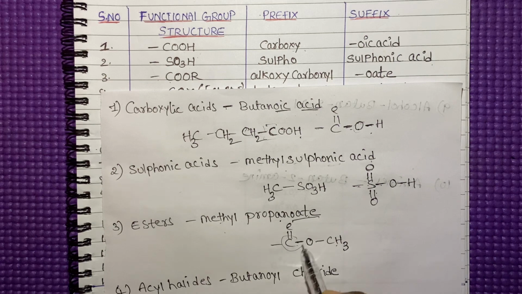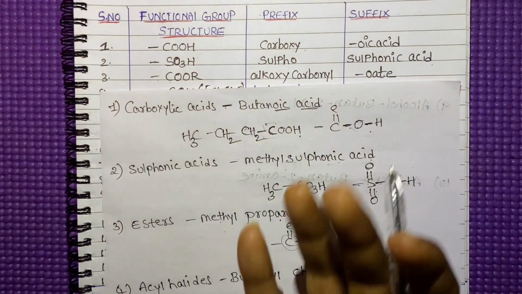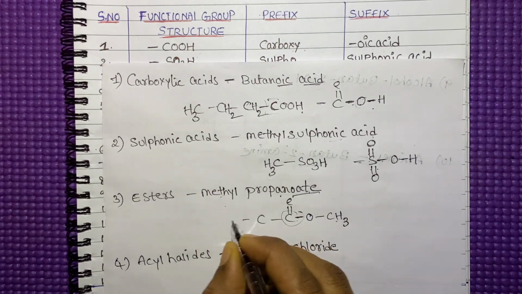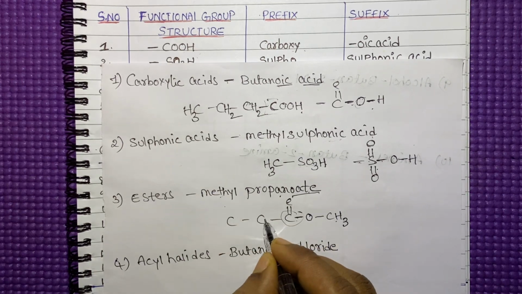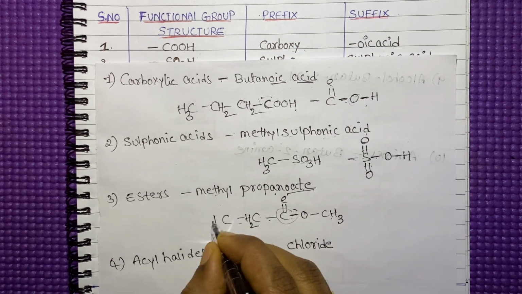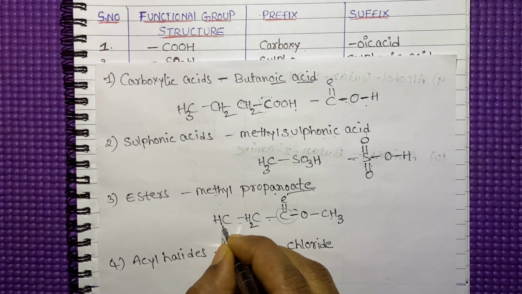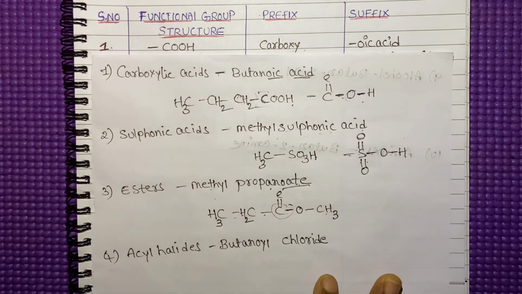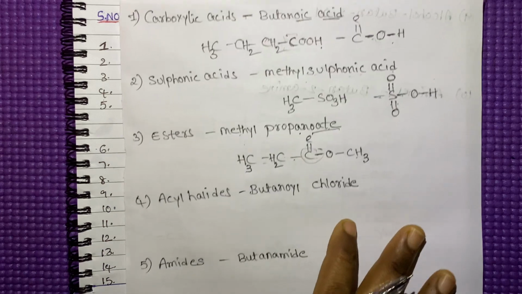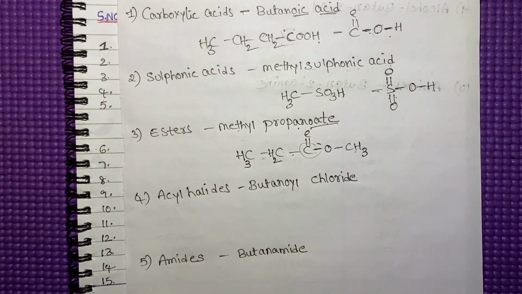Propanoate, already one carbon is there. Meth, eth, prop. 3 carbons. We need to include 2 carbons. This carbon already contains 2 bonds, so we need to give 2 hydrogens to satisfy the carbon here. Tell me, CH3. Okay, are you able to understand? If you have any doubts, please comment in the comment section. I will clarify your doubts.